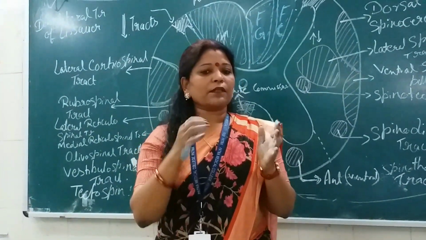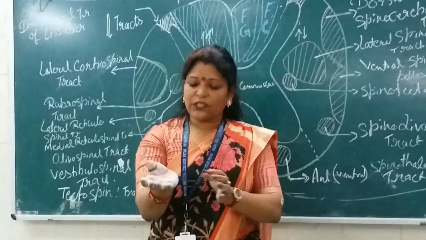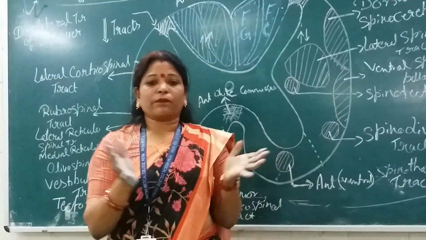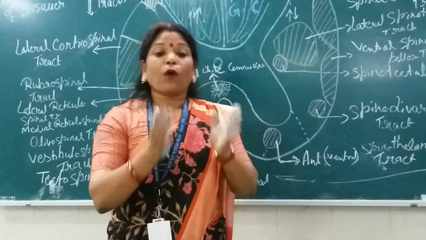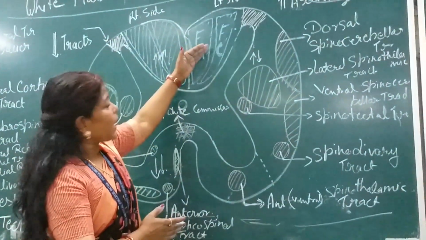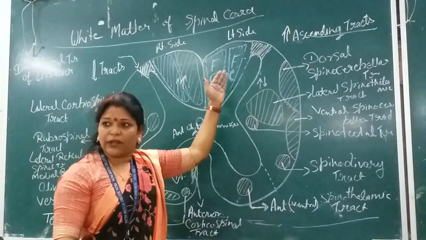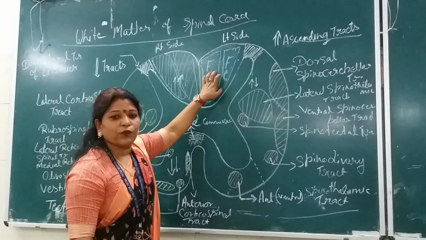Proprioceptive impulses, we have discussed in the previous class, are the sensations which are coming from the muscles, the tendons, the ligaments, the joints, which are placed in space. So the conscious appreciation of this is carried by the proprioceptive impulses. It is carried by these ascending tracts which are present here in the dorsal fasciculus.